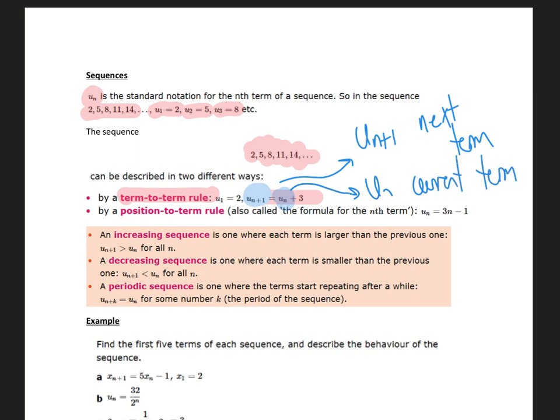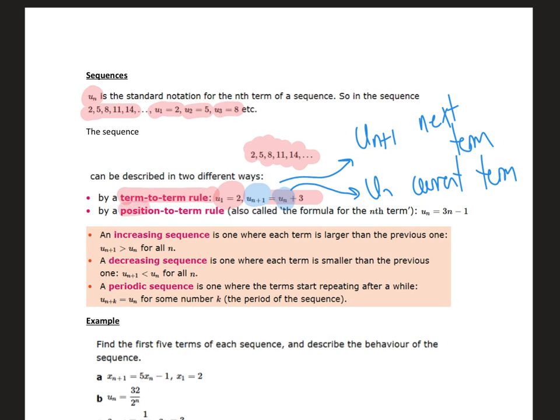Now, if we describe a sequence by the term-to-term rule, we need to say what to start on. So I need to tell you what the first term is. So U1 is 2 in this case. If I know the first term, and I know that to get to the next term, I add 3, I can work out every term in that sequence.